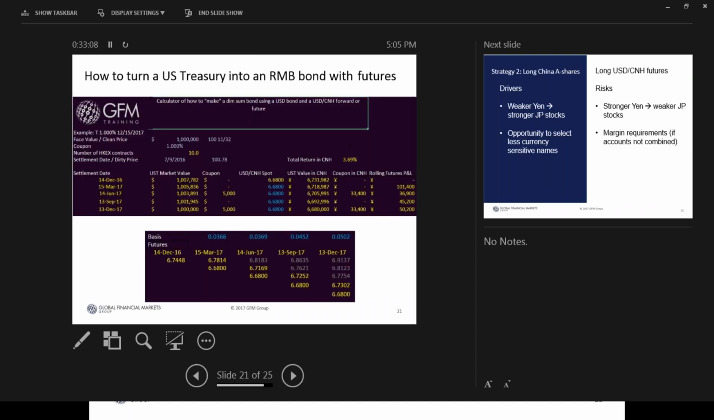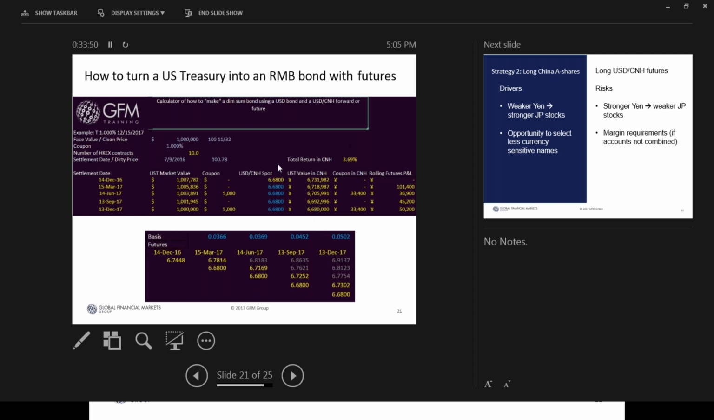I mentioned earlier I was going to show you how to turn a US Treasury into an RMB bond by using futures contracts. This is an exercise I walk through in great detail in many of my fixed income workshops, where I start off by showing a $1 million US Treasury, in this case originally a 2-year note, which has 1 year left to maturity. So instead of buying, let's say, a 1-year dim sum bond, what I'm going to do is put my money in this US Treasury, and I'm going to look at a few different scenarios where the renminbi may appreciate or may depreciate over time, but I want to see how that is going to affect the actual value of my treasury, and how it is going to affect it in renminbi.